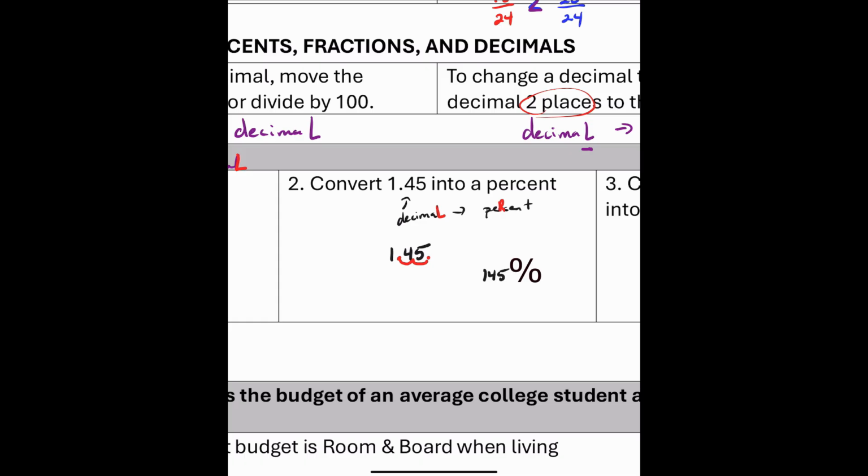Okay, so this is 145%. I made a little mistake here and just wrote 145. Remember, we're converting from decimal to percent. So we're moving from the left to the right 2 times. So that should be 145%. All right. So this is just the editor trying to fix the mistake before publishing it on YouTube.